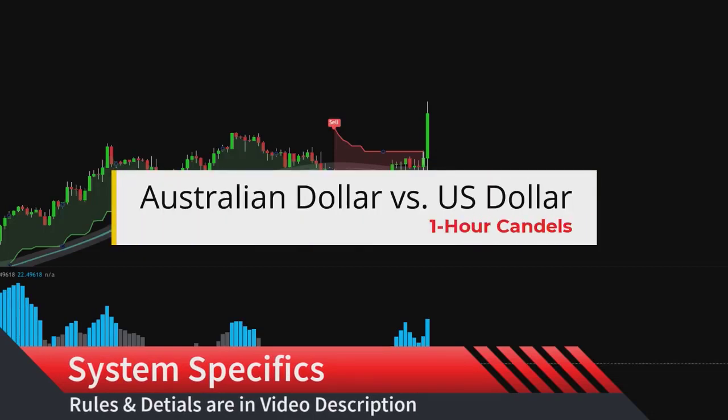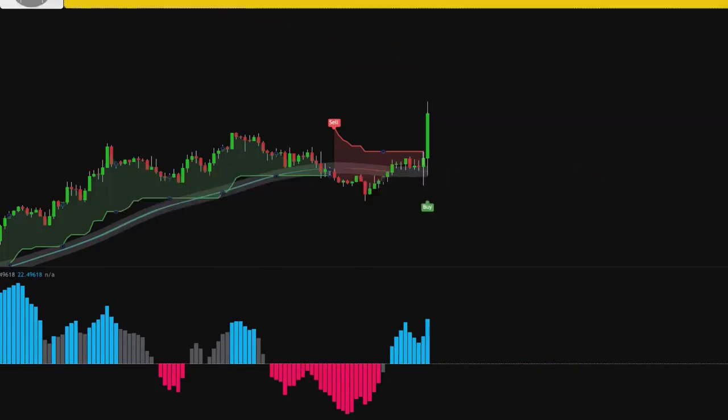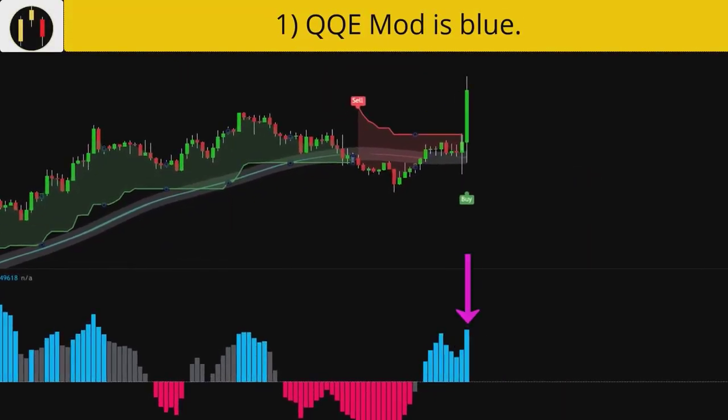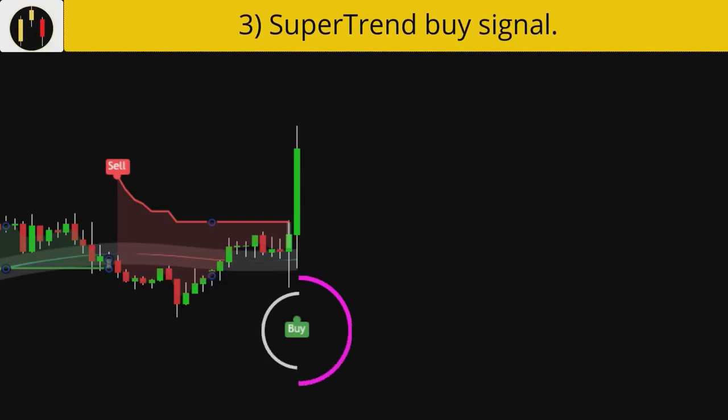This chart is Aussie versus the US dollar, 1-hour candles. The rules to enter along on the non sequitur are: first, the QQE mod must show a blue bar. Second, the trend indicator must be green. Finally, we are looking for a super trend buy signal.